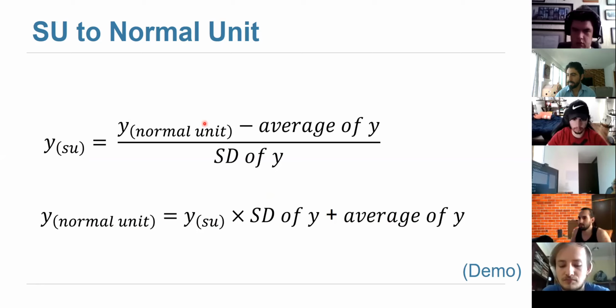If you manipulate this equation, you get this. This is just to remind you how we were calculating a standard unit. We had the normal unit minus the average of all the data, divided by the standard deviation. That would be your standard unit. And you can go back from your standard unit to your normal unit if you have the standard deviation and average.